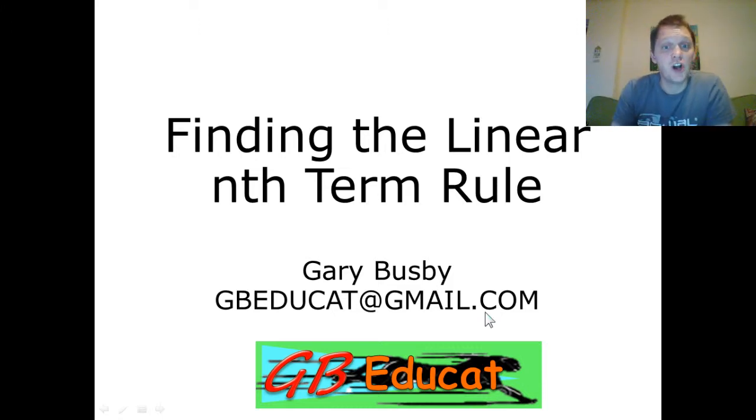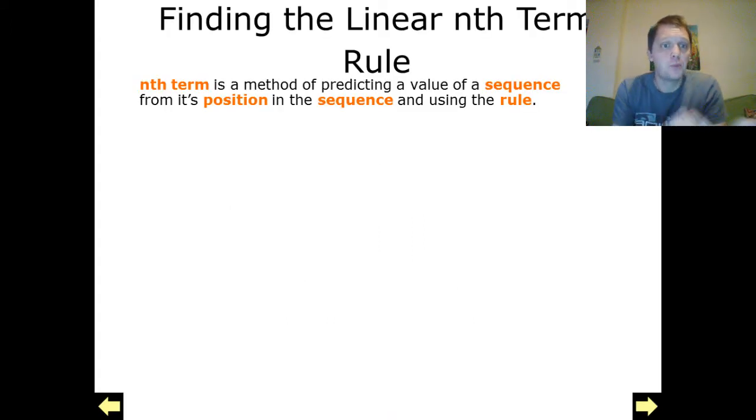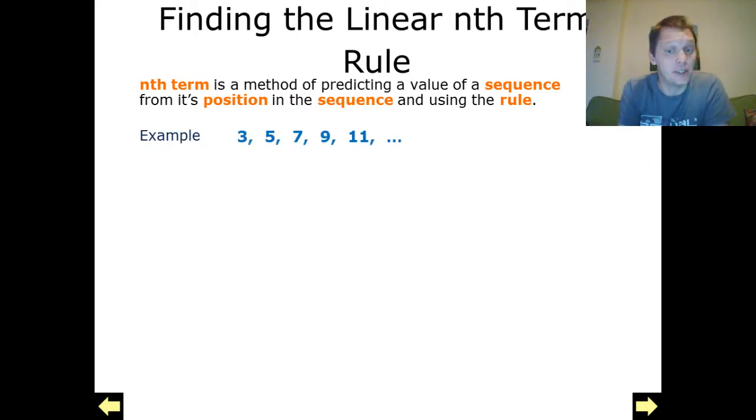Hi, welcome to today's session on finding the linear nth term rule. So we use the linear nth term rule to try and predict other numbers within a sequence, or maybe to generate a sequence. But when we've got a sequence in itself, we are looking to actually find a rule that would suit this sequence. So here we've got a sequence of 3, 5, 7, 9, 11. And what we're looking to do is create or find the nth term rule for this sequence, where we could predict other numbers within this sequence.